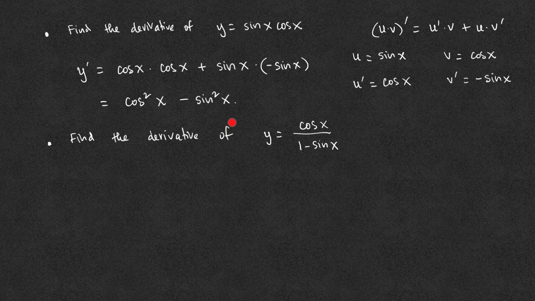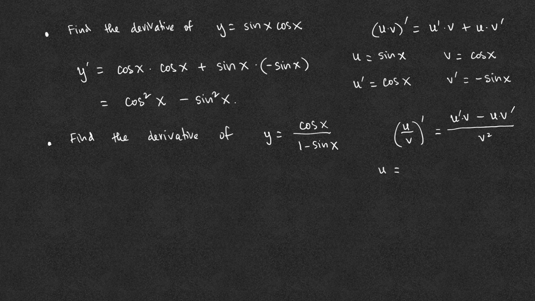Find the derivative of y equals cosine of x over 1 minus sine of x. This is the quotient, so we will use the quotient rule, which states that (u over v)' equals, first we square the denominator, u prime v minus u v prime in the numerator.